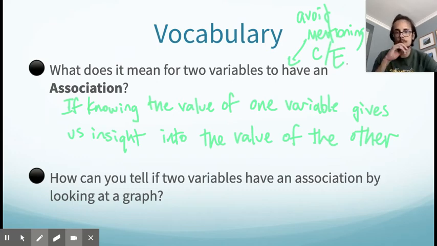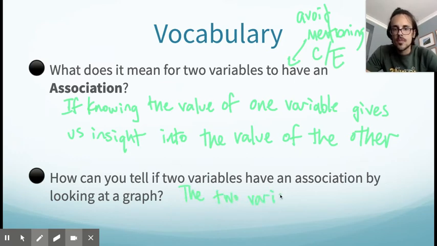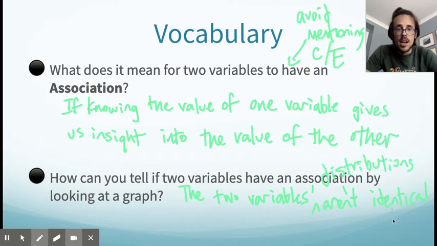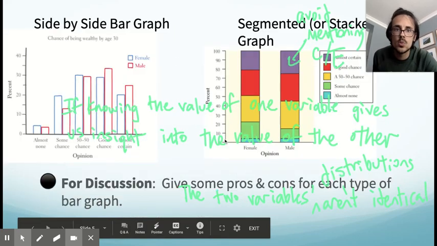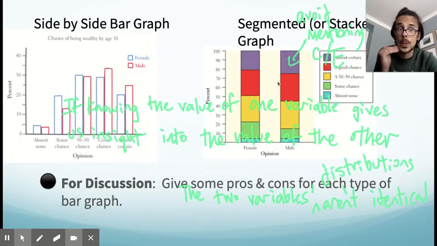How can you tell if two variables have an association by looking at a graph? I'm going to say the two variables' distributions aren't identical. So they have an association if their graphs aren't exactly the same. So if the female graph was the exact same as the male graph, if I was looking at this segmented bar graph and I saw two of the same thing, like right here, if these were the same, I'd be like, well, there's no association.